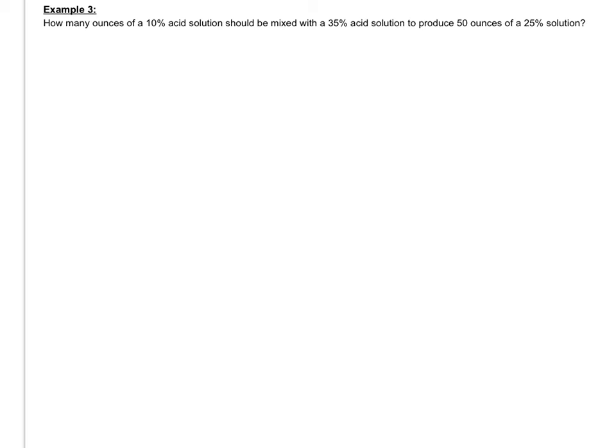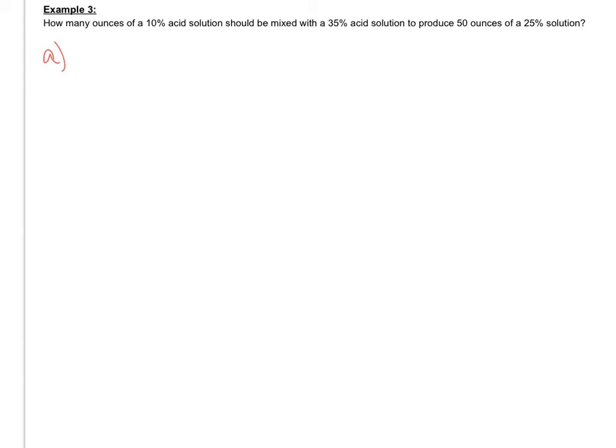Example 3 says, how many ounces of a 10% acid solution should be mixed with a 35% acid solution to produce 50 ounces of a 25% solution? So we need to go ahead and start with our variables. We are looking for the number of ounces of 10% solution and the number of ounces of 35% solution.